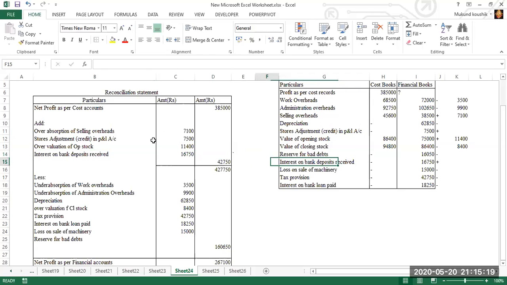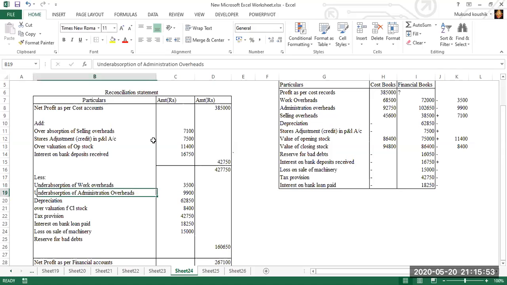Then similarly, interest on bank deposit received is an income. Whenever we have income, we have to add. So the 16,750 interest on bank deposits we have added. Totally we are getting 42,750. So 3,85,000 is net profit as per costing books, and the total of all the items which you have added is coming to 42,750. If you add both, that is 3,85,000 and 42,750, you get a total of 4,27,750. From this 4,27,750, again you have to deduct certain items.